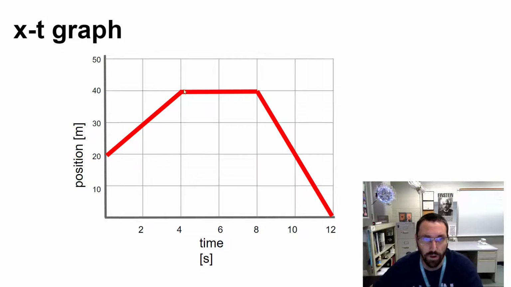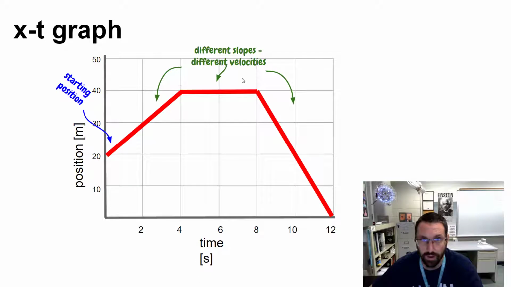As we mentioned before, the starting position is labeled by the initial vertical intercept. So this one started at 20 meters and it's going up at first, so it's going forward. And we can see that we have three different slopes, so we're going to have three different velocities. The first part, it's moving forward because it's going up. And the second section, we have no slope. It's a slope of 0. So this is actually a section where the object is stopped. And then we have a negative slope. So therefore, that car is moving in reverse during this section of time.